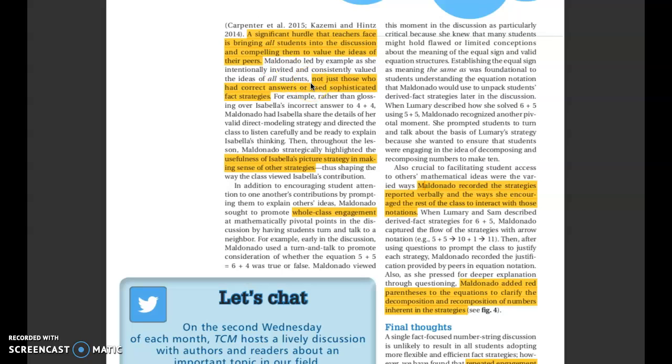Maldonado modeled how to do that through the article, and she chose not only those who had correct answers or used fancy strategies, but those whose strategies she wanted students to pay attention to.